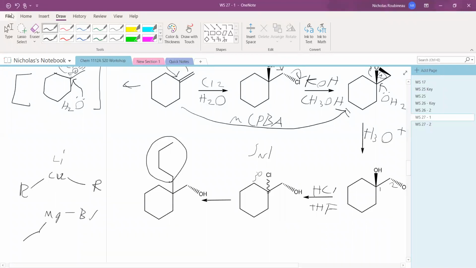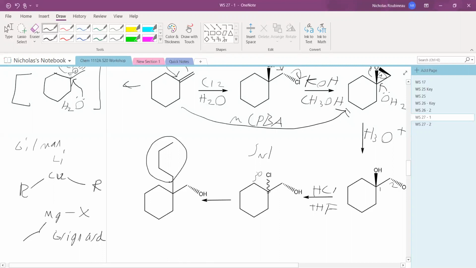Well, I won't put Br, but X is a halogen. So we have carbons, and then the carbon is attached to magnesium, which is attached to a halogen. So this is Gilman, and this is Grignard. And as far as I remember, you only have to know how to form a Grignard reagent. You don't have to know anything else.